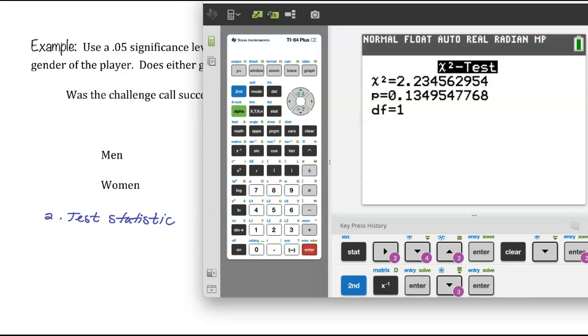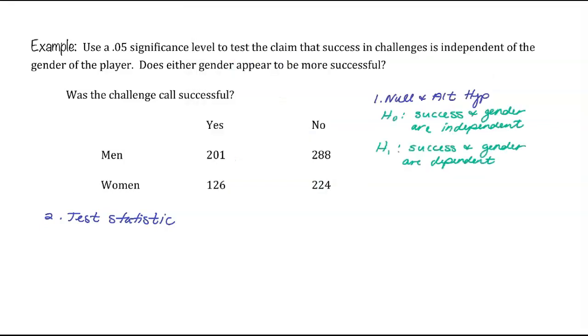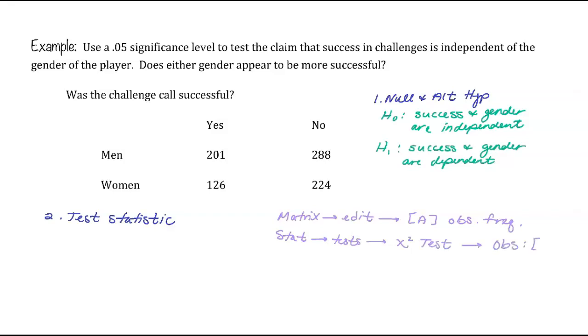Let's take this information back to the example. On our calculators, we went to Matrix, then Edit, and we used matrix A to enter the observed frequencies. Then we went to Stat, Tests, chi-squared test, and for observed frequencies, we inputted matrix A, and for expected frequencies, we left the defaulted matrix B. This gave us a test statistic of 2.235.